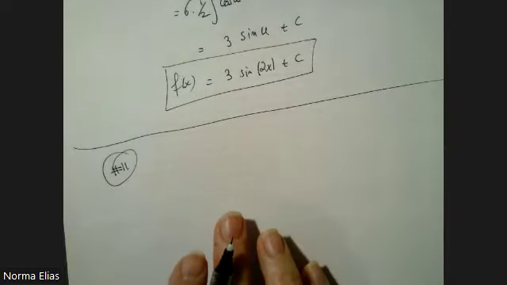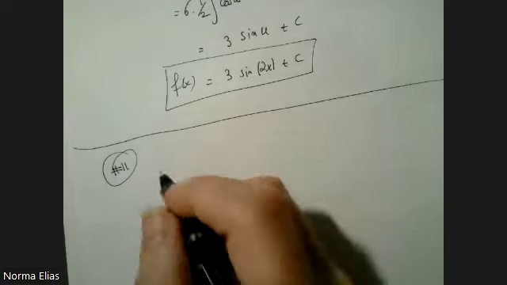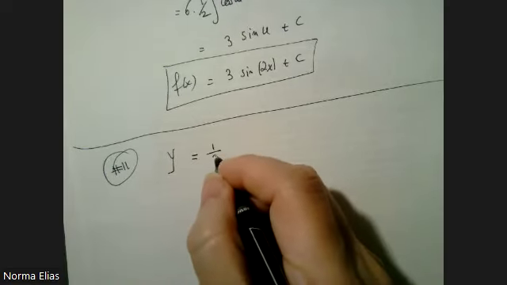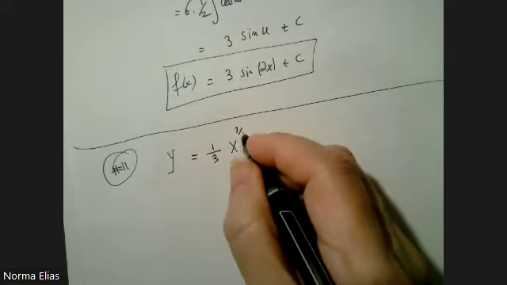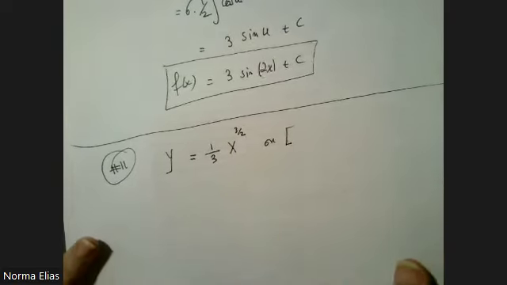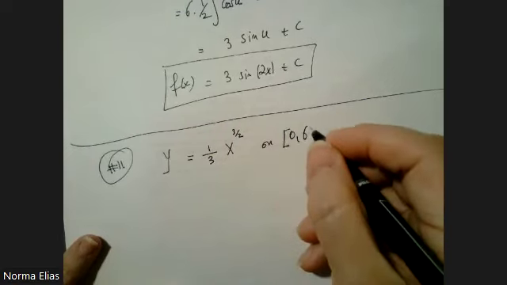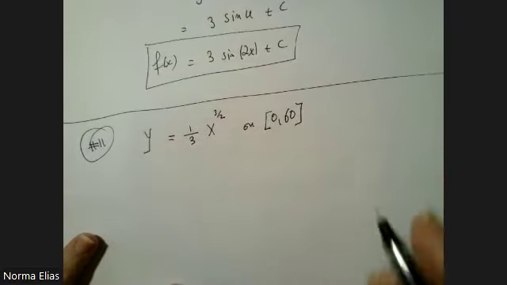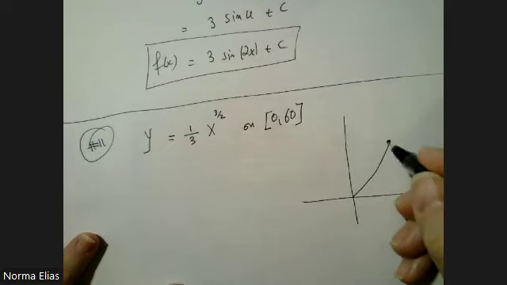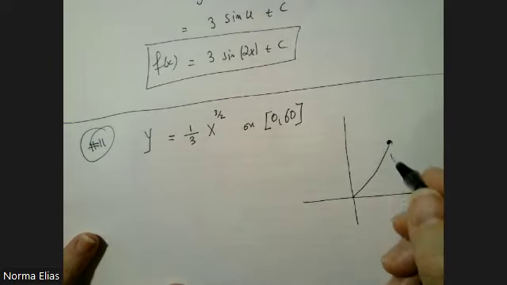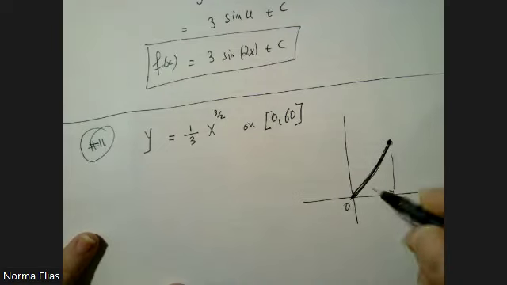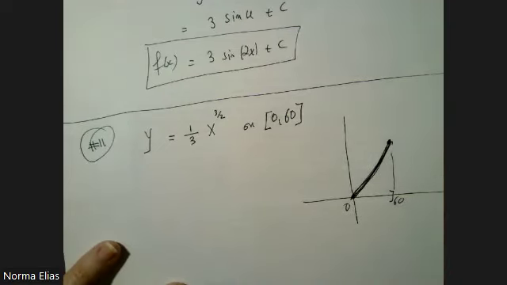All right, so we have the following function, y equals 1/3 x to the power 3/2 on the interval 0 to 60. So we have this function here, and this is 60, and we want to find the length of this curve from here to here. If you move from here to here, how much is the distance you've traveled?